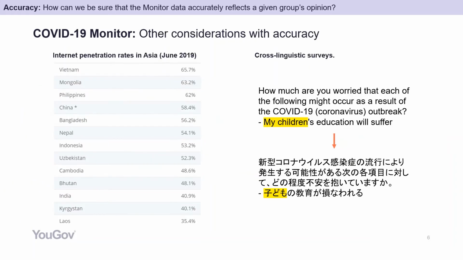There's two considerations that come hand in hand with this. The first is that, especially for the pandemic, we are a little bit constrained by internet penetration rates. Here you can see China only has a 58.4% internet penetration rate, and India is down at 40.9%.